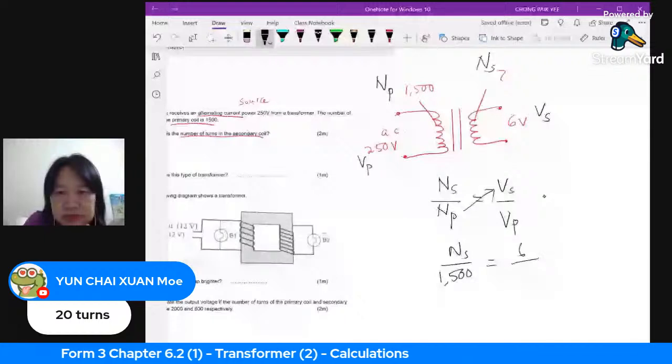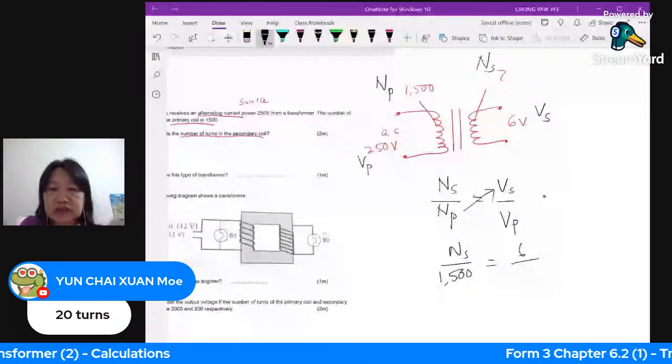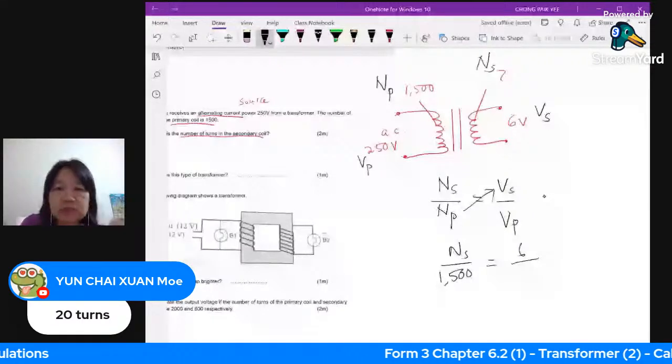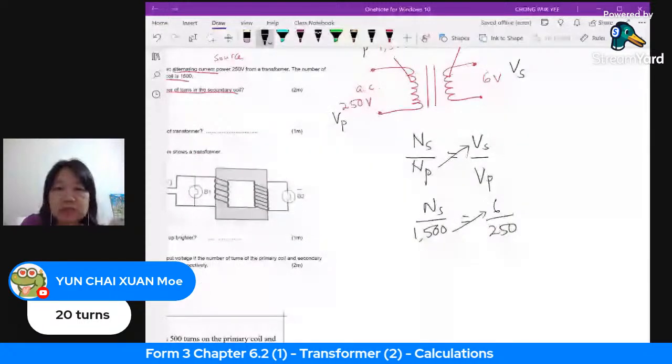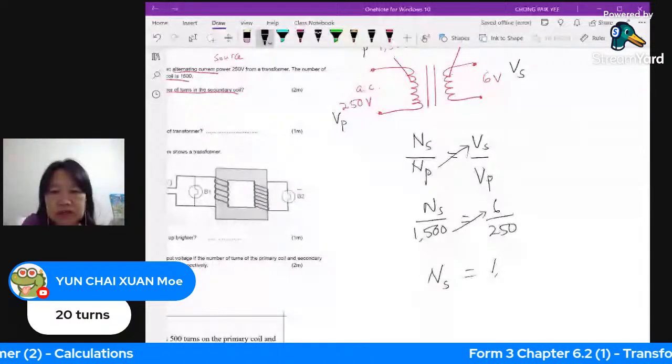So like I said, this is NS. So you want to find out, you just leave it on the left-hand side and leave it on the top. So you don't need to throw it. You just need to throw the 1,500. Just push it on the other side. You will get NS alone on the left, and your 1,500 has come to this side times 6 over 250.